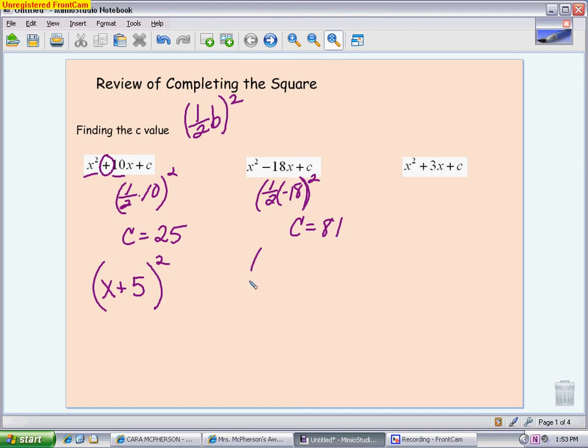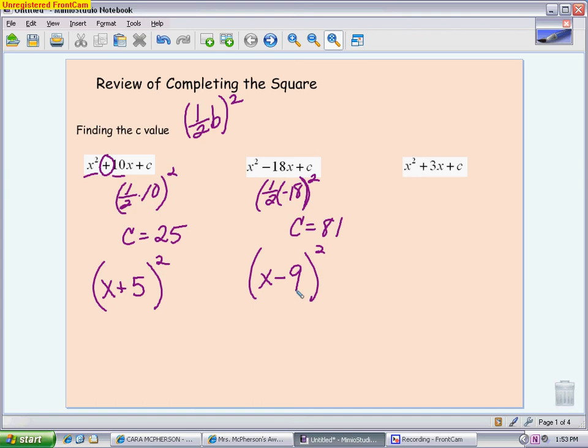And then the binomial is x, but this time, because that B value was negative, it's going to be a negative 9. What that means is if I take x minus 9 and I square it out, I would get x squared minus 18x plus 81.